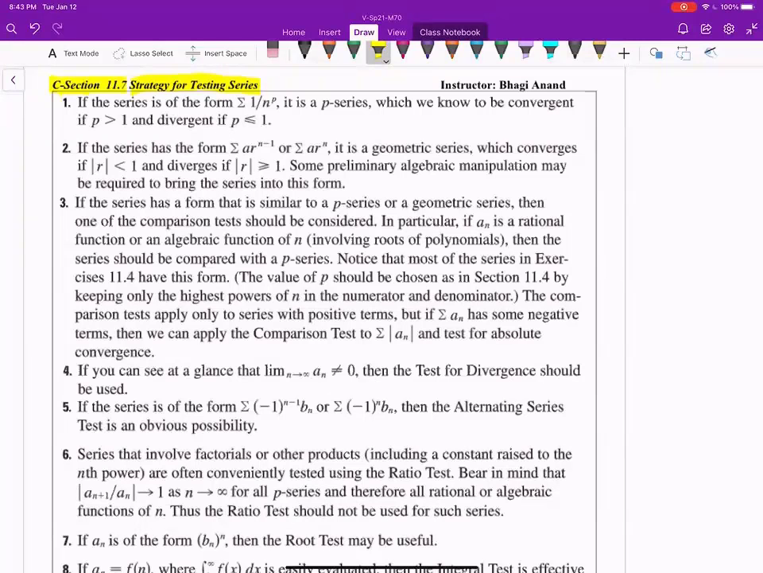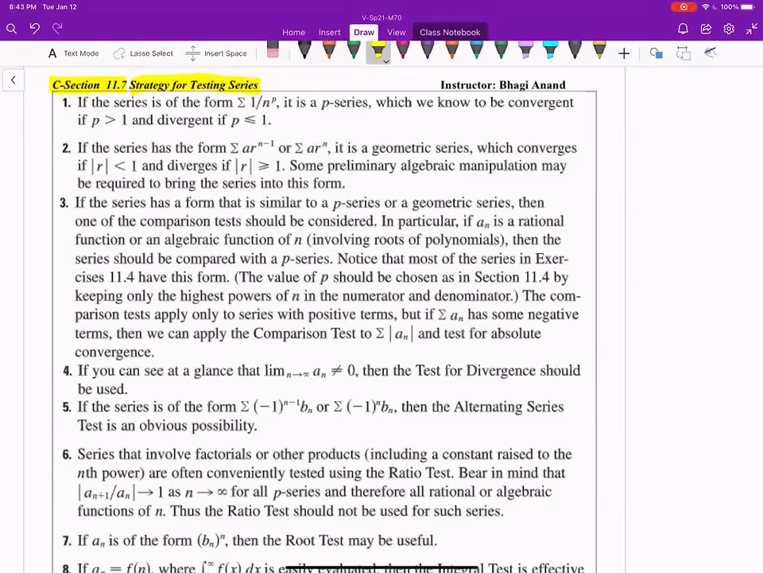Welcome everyone. In this video, I will be covering section 11.7, strategy for testing series. Section 1 was about sequences, sections 2 to 6 were all about series, and we saw several tests so far to test the convergence of the series.